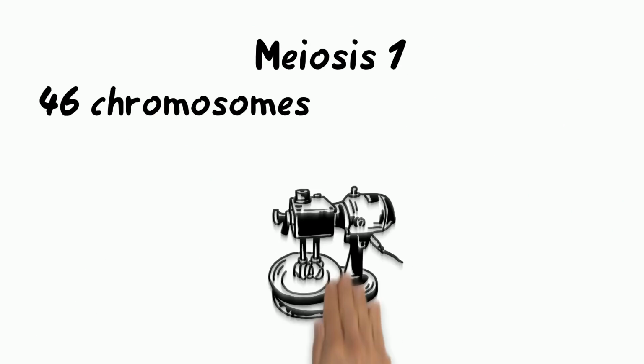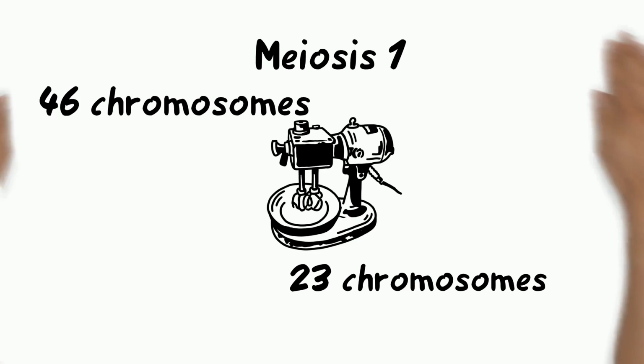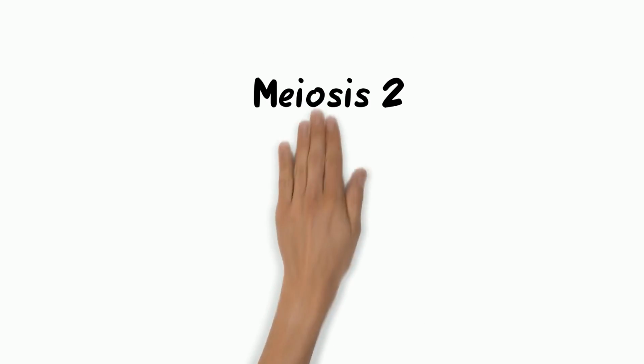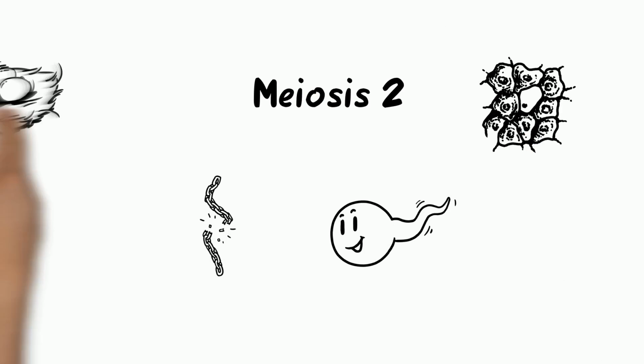In the first division, called meiosis 1, you start with 1 diploid cell. You do the crossing over, and then you end up with 2 haploid cells. In the second division, you separate the sister chromatids of those cells, and now you have 4 haploid cells. These are your sex cells.